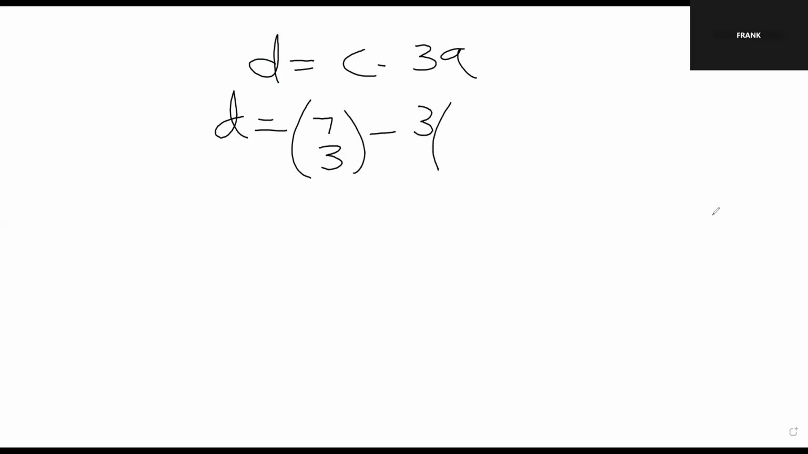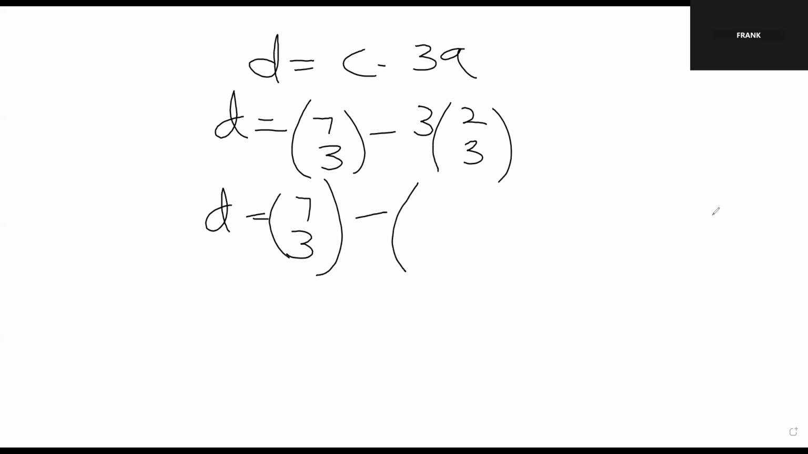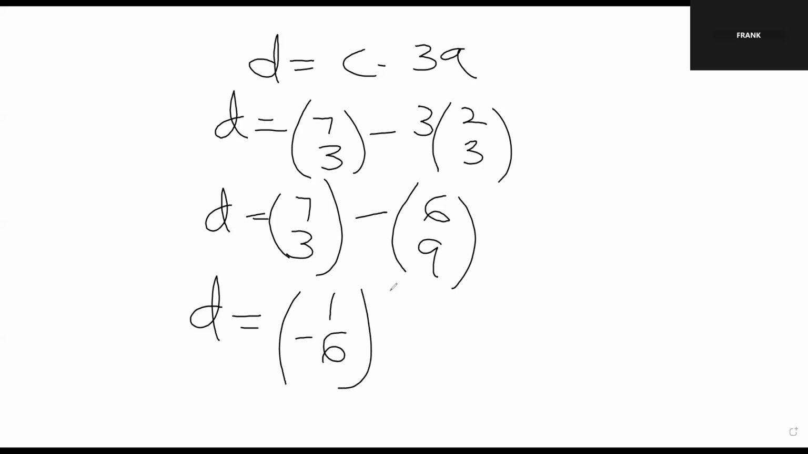The B part is to find D = C - 3A. So for the vector D, you know the vector C is (7, 3) minus 3 times the vector A, which is (2, 3). So the scalar is 3. The operational sign is negative. So 3 times 2 is 6. 3 times 3 is 9. So we have subtraction. 7 minus 6 is 1. 3 minus 9 is -6. And that's our vector D.